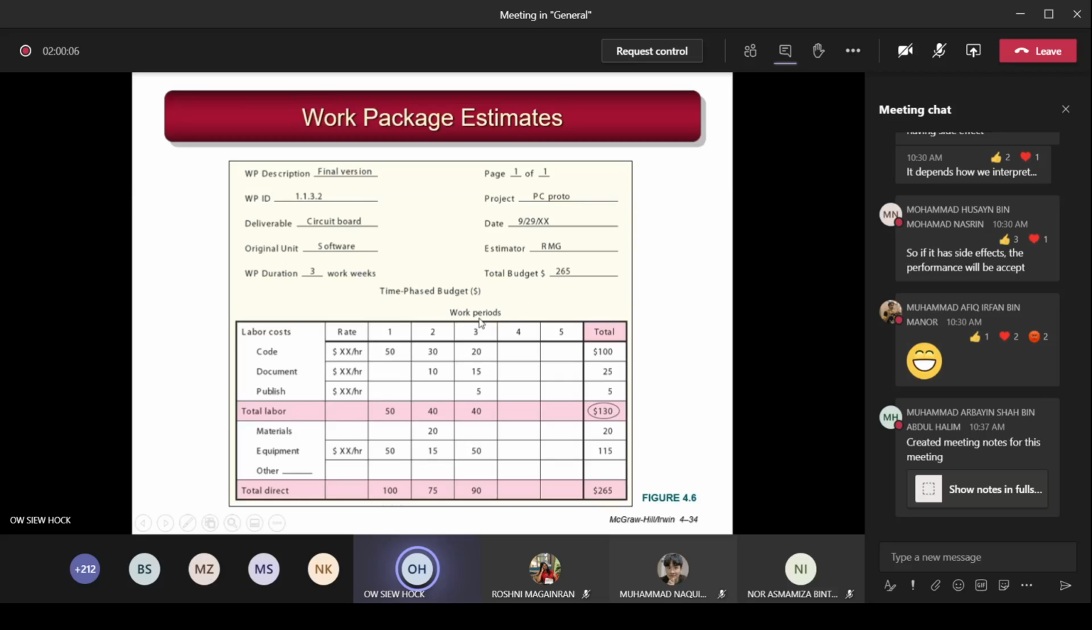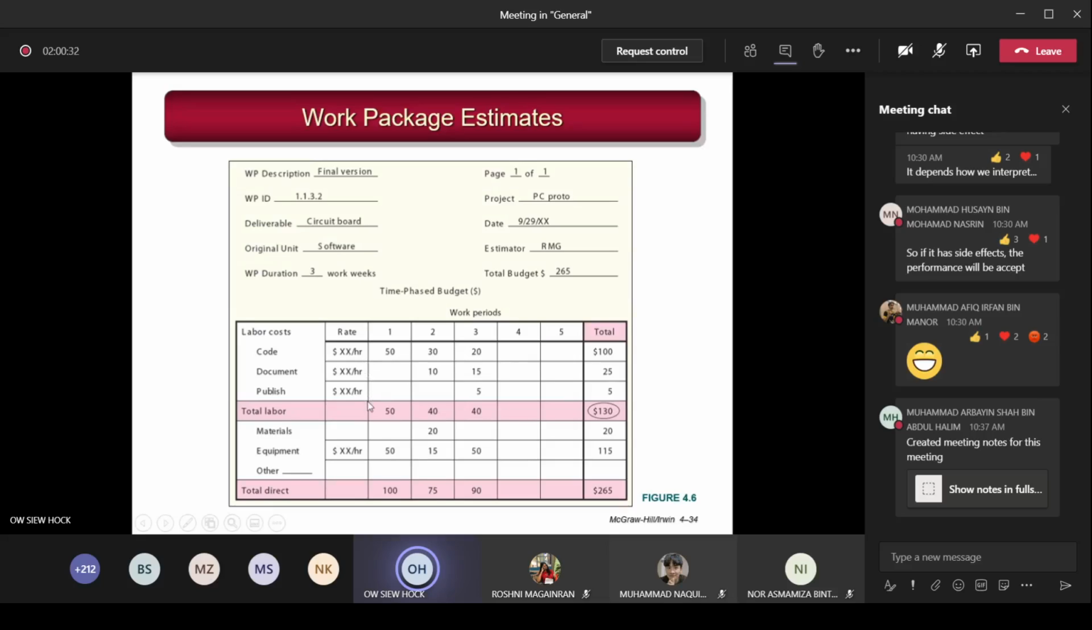So you can see you have to do this, the work periods. You are given this work package, the lowest level. Then what is the labor cost? What is the material, the resources cost? Then you sum up everything, which will be the total cost to complete this work package. Under labor cost, it can be the person involved doing coding. So what is the rate per hour? The person is also involved in doing documentation and publishing. So how much is the rate, the salary, as I mentioned just now.